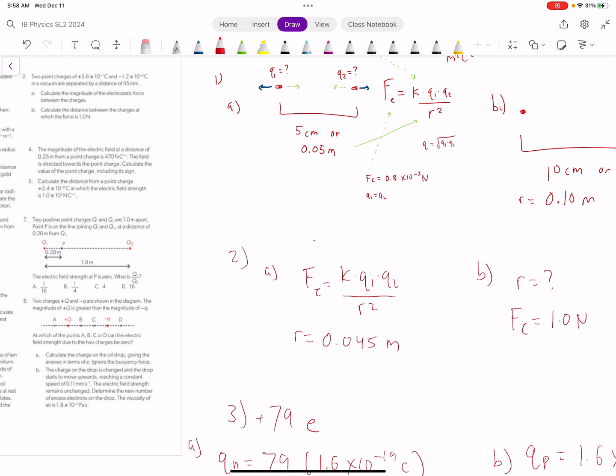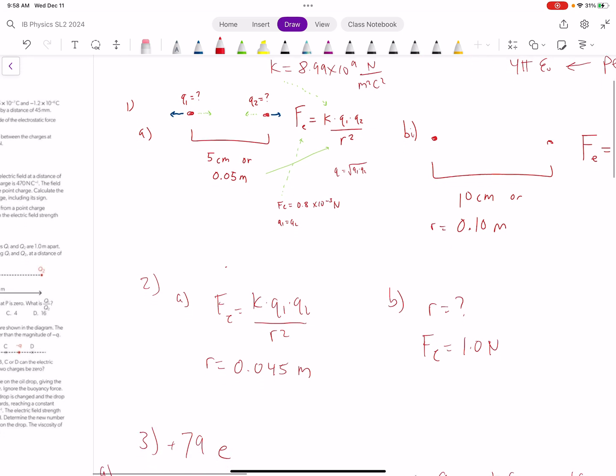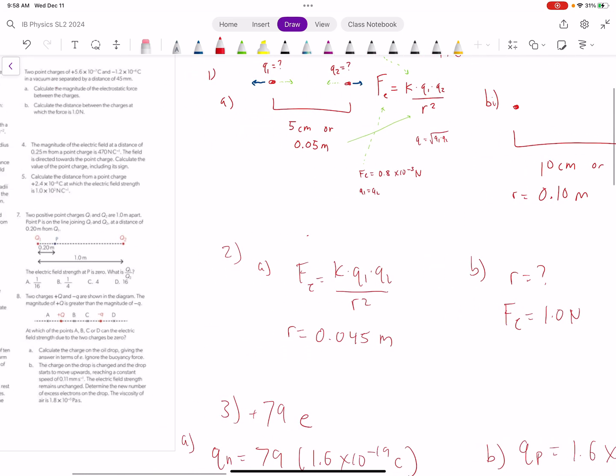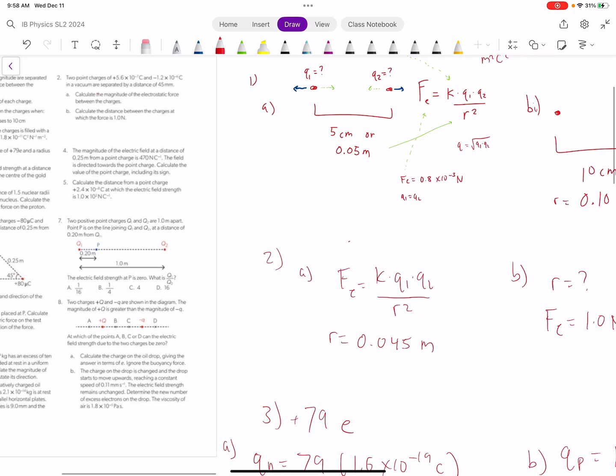Make sure to use 8.99 times 10 to the 9th for the K constant. And what are we solving for? We're solving for the force, correct? The magnitude of the force. So F equals question mark. And we do know that there's an attractive force, so it's a force that's pulling the two charges together.